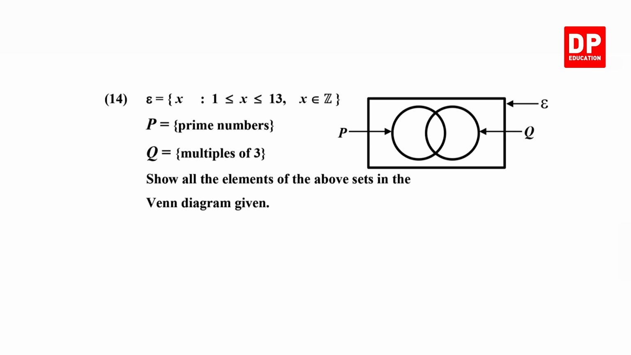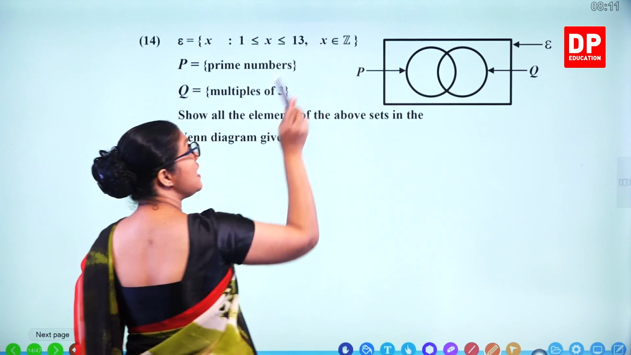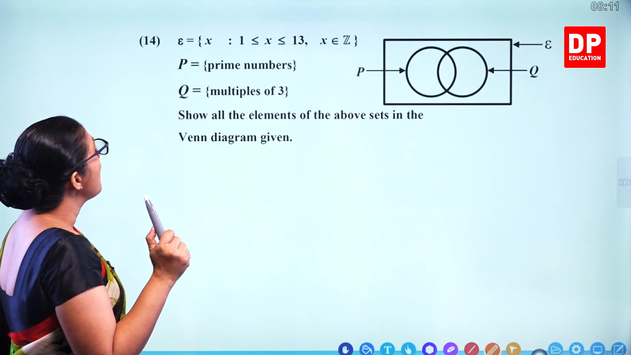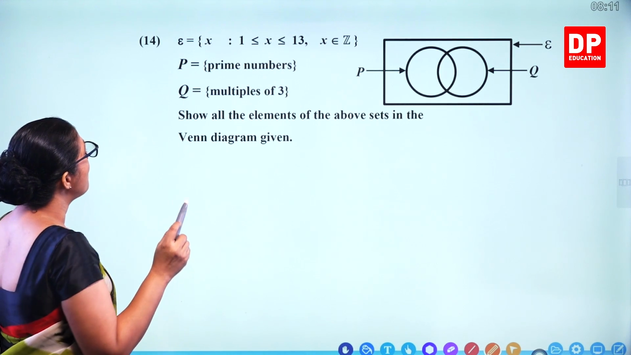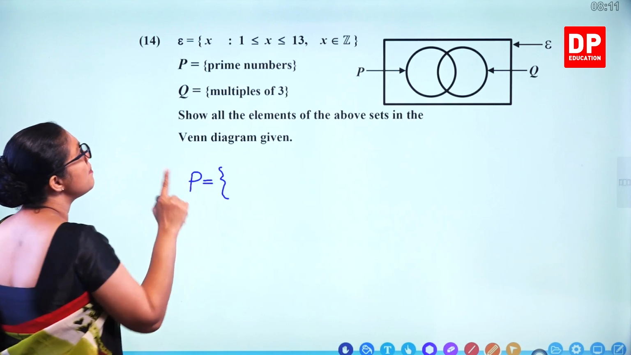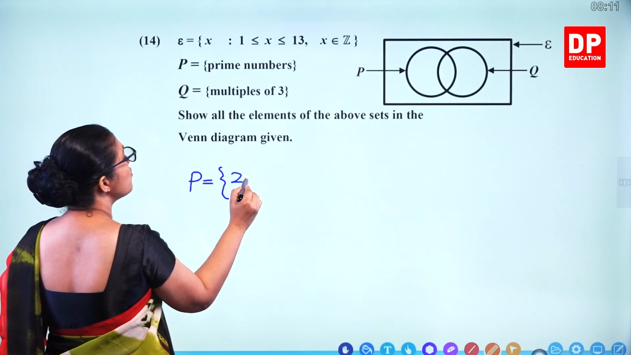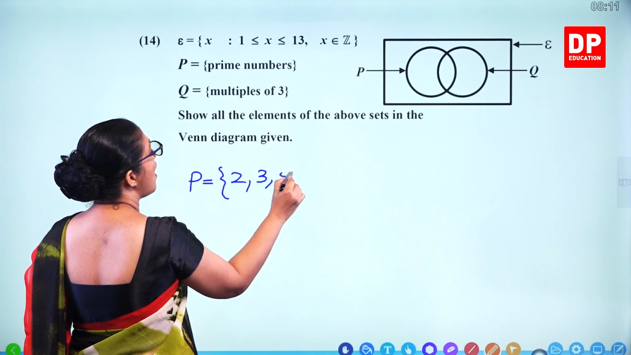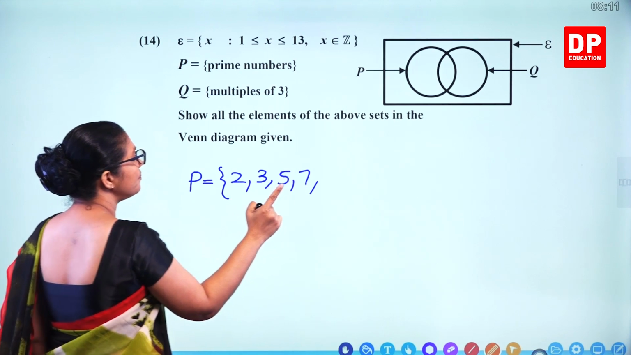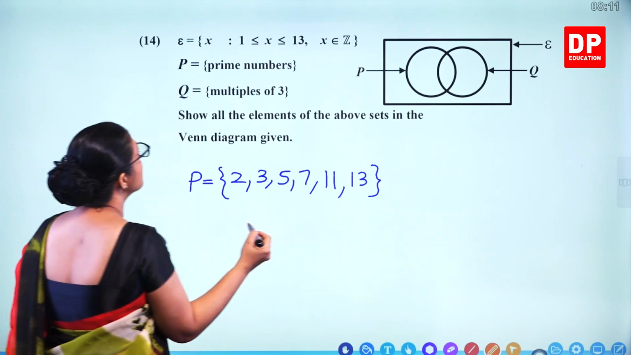Question number 14. Epsilon means the entire set is x where x is between 1 and 13 and x belongs to Z, integers only. So P means prime numbers. So we'll write down all the elements, prime numbers between 1 and 13, 1 and 13 also included, starting from 2, 3, 5, 7, 11, 13. Those are prime numbers.